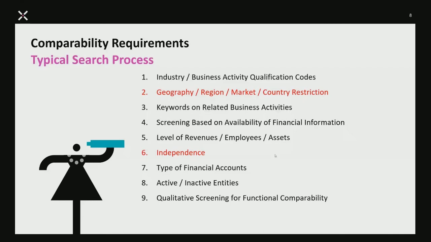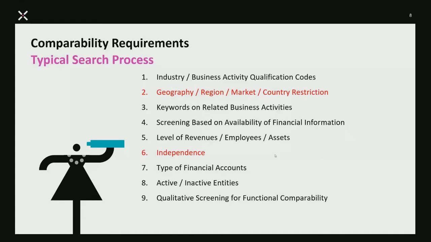The other comparability requirement could be based on financial accounts. It could be type of financial accounts, excuse me. It could be based on entities. And then finally, last but not least, is the qualitative screening for functional comparability. So this is a very objective way to narrow down the set of potentially comparable companies. And then 9 is that final step, that qualitative review. Let's look at the business description. Let's see what they say. And then let's do our due diligence to make sure that, in fact, what the business description in the database says is of the functions being performed in a particular type of company.